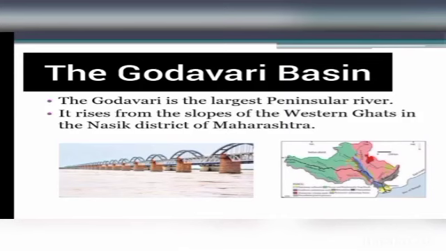Now, let's discuss the Godavari Basin. The Godavari is the largest peninsular river. It rises from the slopes of the Western Ghats in the Nasik district of Maharashtra. It is the longest river, about 1500 kilometers, having the largest drainage basin and the largest delta of the peninsula.